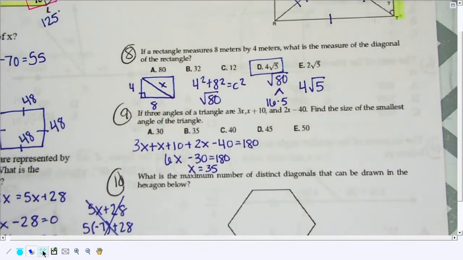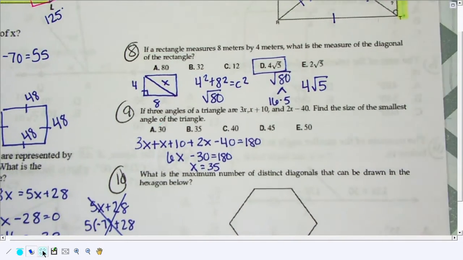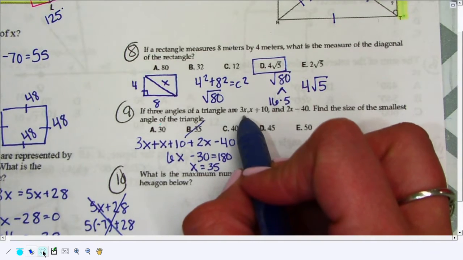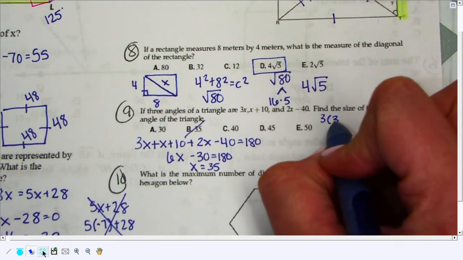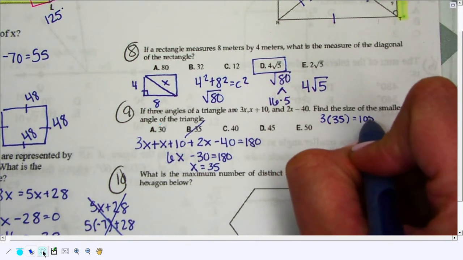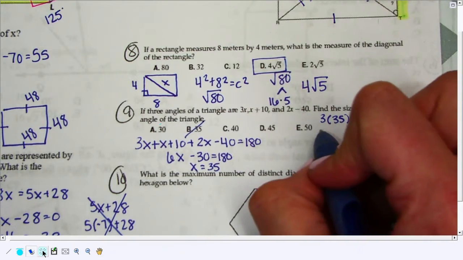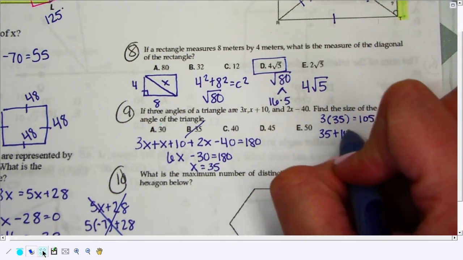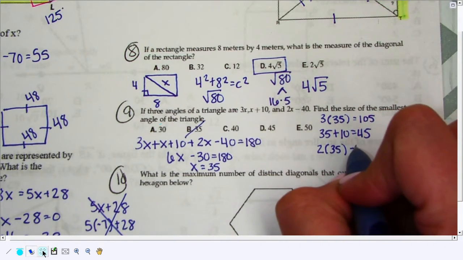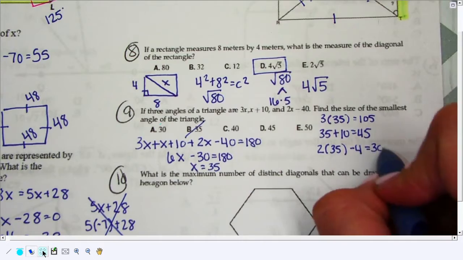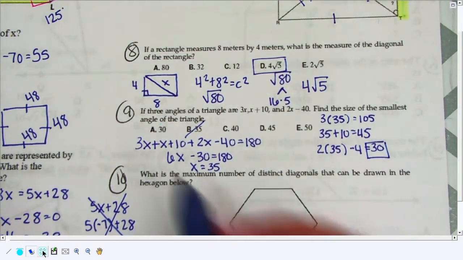So x is 35. However, that's not my answer. It wants to know what value is the smallest. So I'm just going to plug it in. I have 3 angles here. 3 times 35 gives me an answer of 105. Then I have 35 plus 10, which is 45. And then I have 2 times 35 minus 40, which gives me an answer of 30. So 30 is my smallest angle, which is option A.